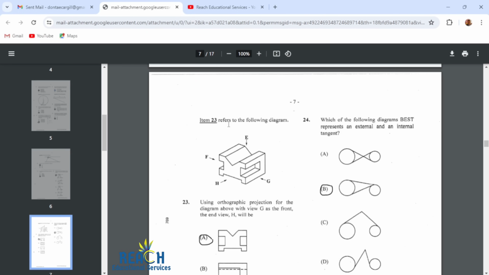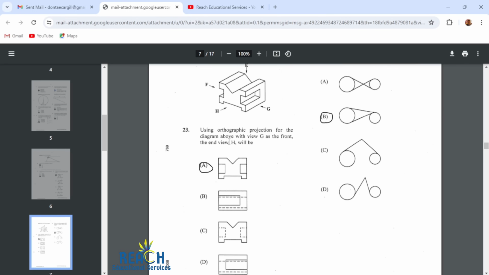Item 23 refers to the following diagram, which is using orthographic projection. For the diagram above, with view G as the front, so G is the front, the end view H will be, what will H look like? Yeah, H would look like this right here.